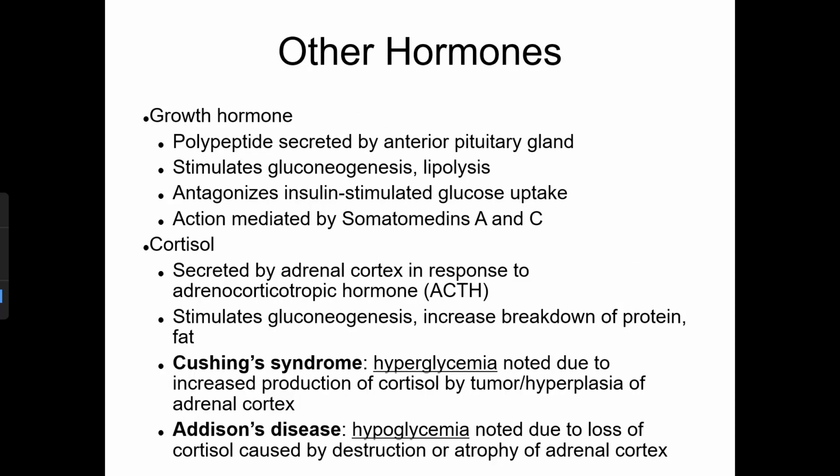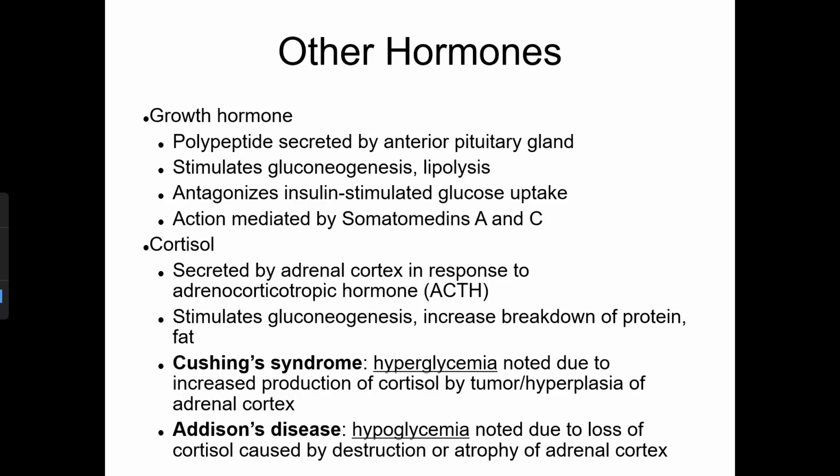Other hormones include growth hormone and cortisol. Growth hormone is a polypeptide that's secreted by the anterior pituitary gland. It stimulates gluconeogenesis and lipolysis, antagonizes insulin-stimulated glucose uptake, and the action is mediated by somatomedins A and C.